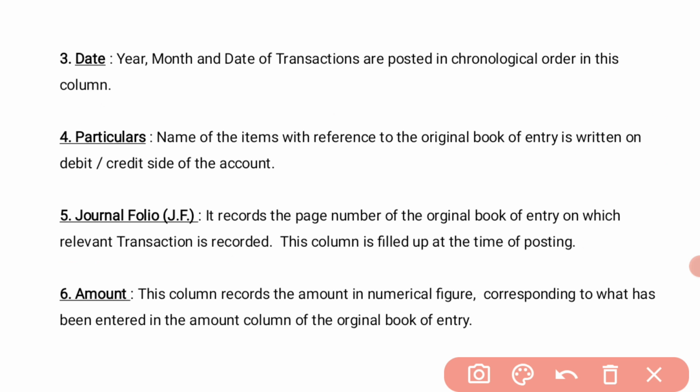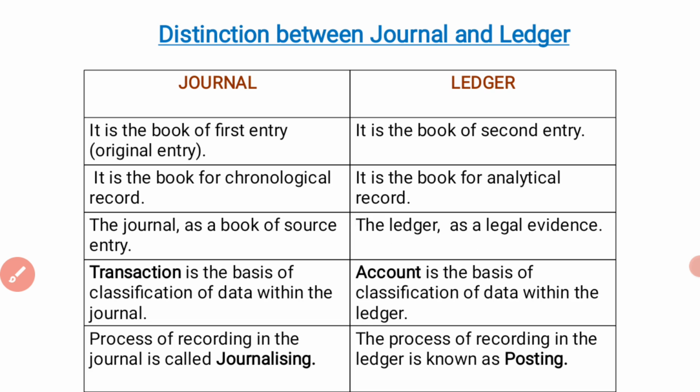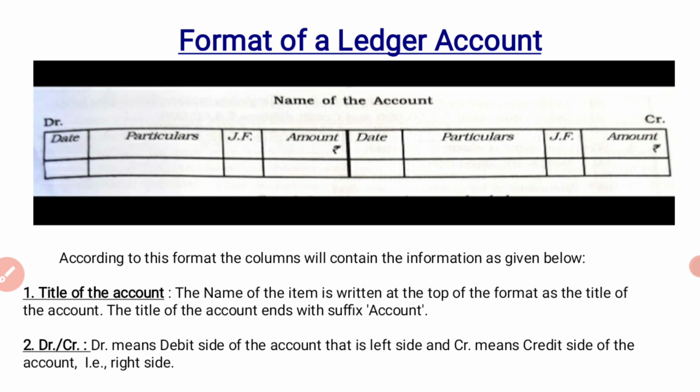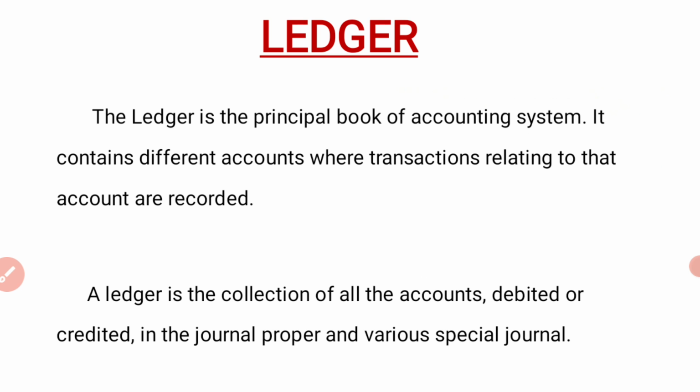Next, that is amount column. This column records the amount in numerical figure corresponding to what has been entered in the amount column of an original book of entry. So amount column is from which transaction you are going to record, that transaction amount is to be mentioned. Okay, this is what the items you are going to see in the accounting ledger accounts. Similarly, we have to remember that whatever you record on the debit side, the same items, depending upon the transaction, we have to record on the credit side also.